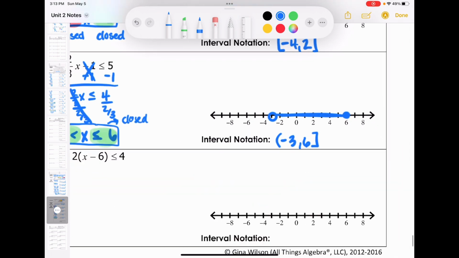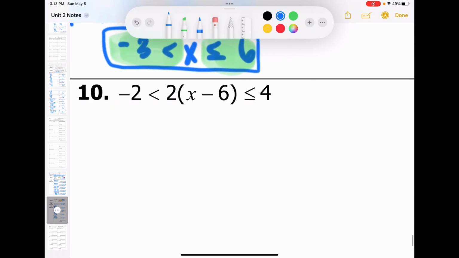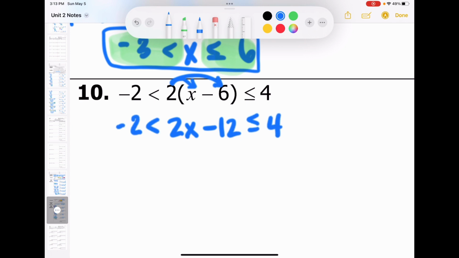All right, let's do the last one, number 10. So we have negative 2 is less than 2 parentheses x minus 6, which is less than or equal to 4. So we have parentheses in the middle, so that's the first thing that we need to get rid of. So I'm going to distribute the 2 to both things inside the parentheses, and that's using multiplication. So 2 times x is 2x, 2 times negative 6 is negative 12. And then everything else gets brought down.